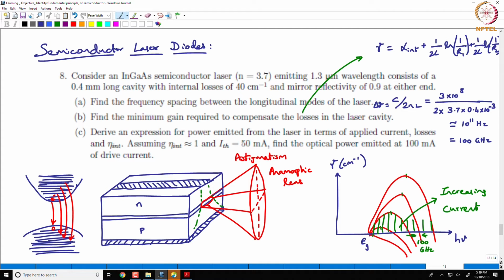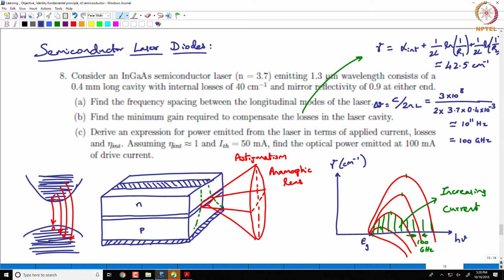So, I can actually say overall it is 1 over L into ln of 1 over R. That is reflectivity is given as 0.9. So, you can plug that in and you can find that answer. So, this is 40 inverse centimeters and the other one is 1 over L corresponds to 2.5. So, that would be roughly about 42.5 inverse centimeters, right. You can do the math and you can verify that.